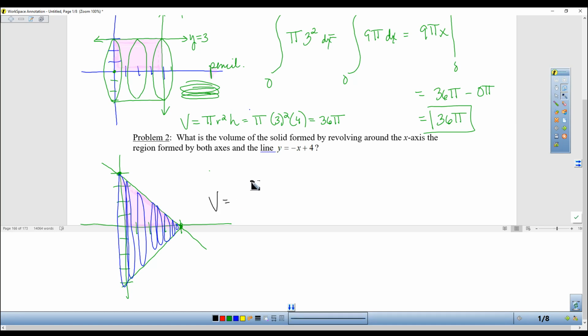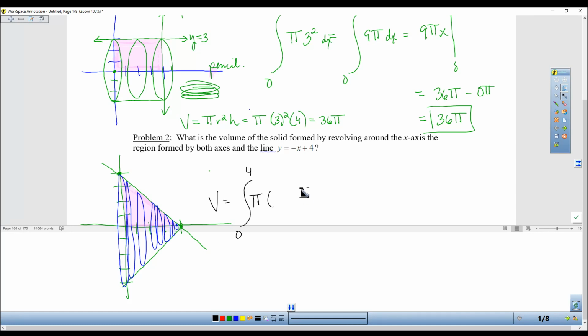The volume is going to be the integral. And where am I going to take my slicer? I'm going to start my slicer maybe here at 4 and go to 0. But for our purposes, we're going to start at 0 and run it through 4. So I'm going to start at 0. I'm going to keep slicing until I get to x is equal to 4. But now the radius keeps changing.